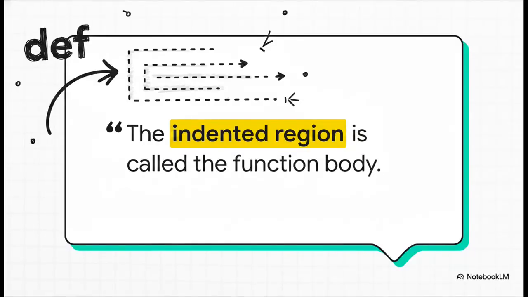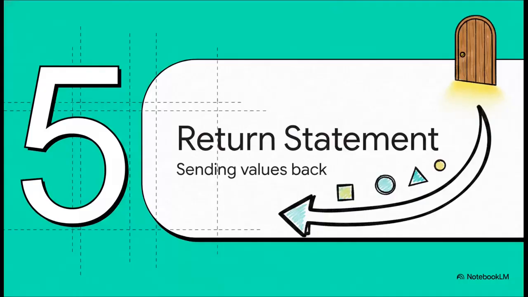As our source defines it, this indented region is called the function body. Everything pushed inward under that original def line is officially recognized by the computer as part of this specific custom operation. And finally, part 5, the return statement.